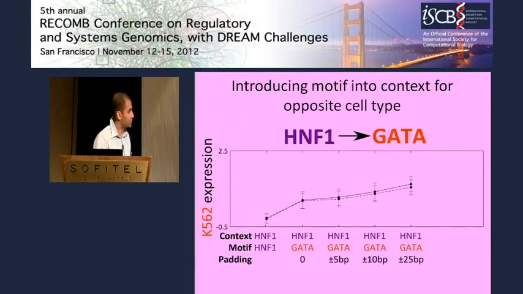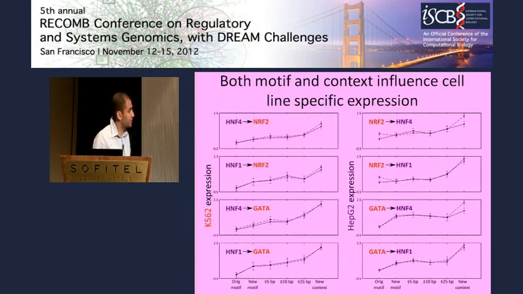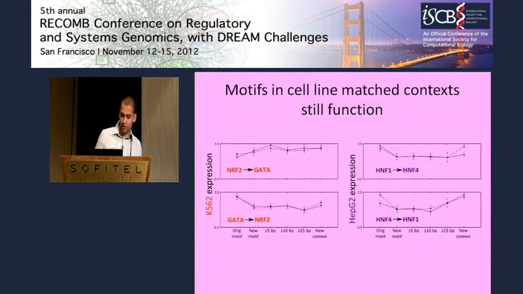Here are the dashed lines showing the reverse complement. And finally, the original motif in its original context is quite high. And this is a trend that we see for all these pairs that we test, where we go from one cell type to another, and you see they all kind of increase. And this is in contrast to what happens if we switch within the cell type.